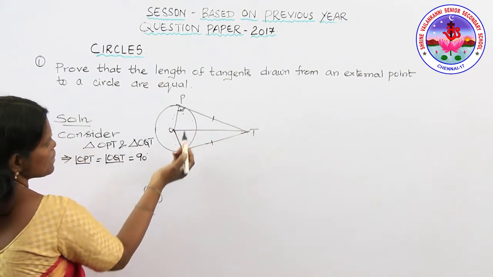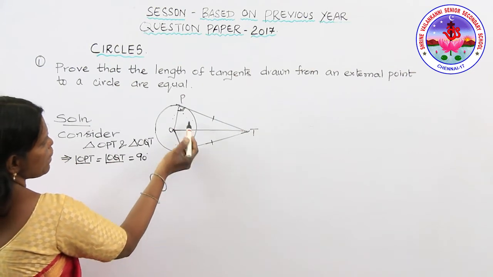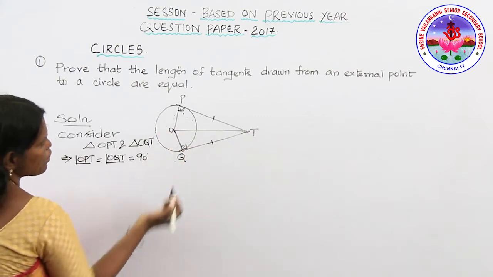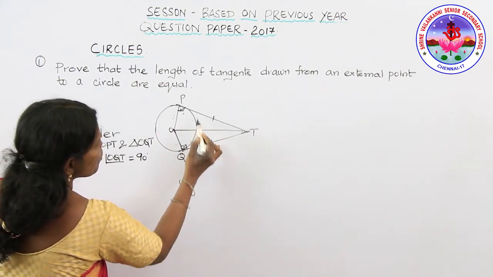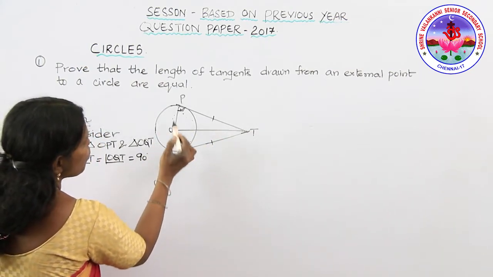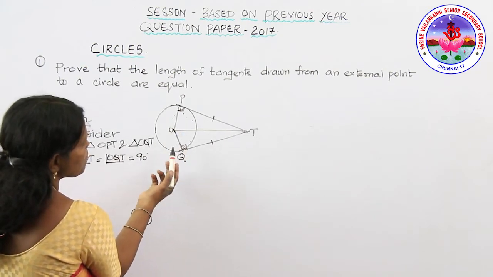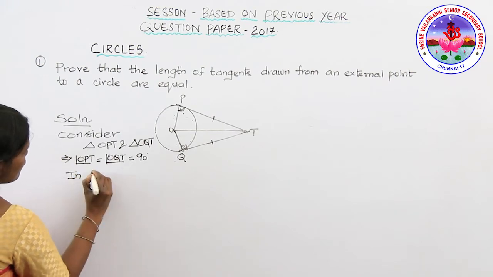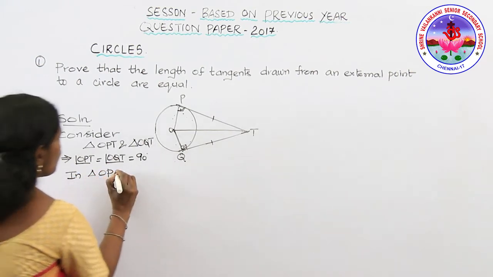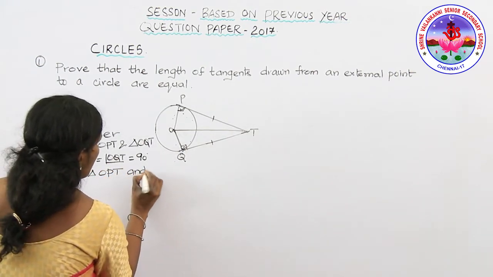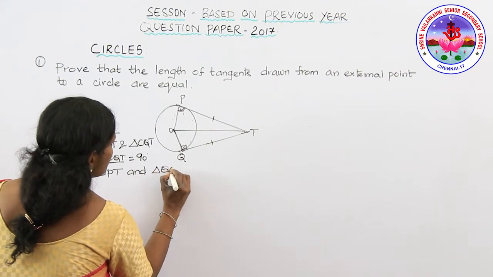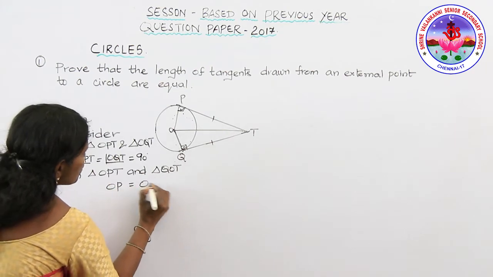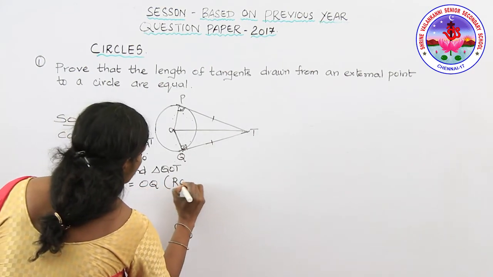So using RHS congruence, I can prove that the lengths of the tangents are equal. For RHS congruence, I should prove that the hypotenuse of both the triangles and one side of the two triangles are equal to each other. So in triangle OPT and triangle OQT, we find that OP is equal to OQ. I am writing the reason: radii of the circle.